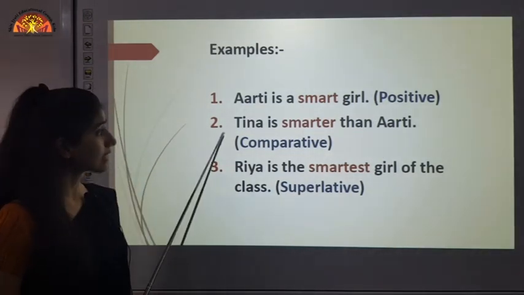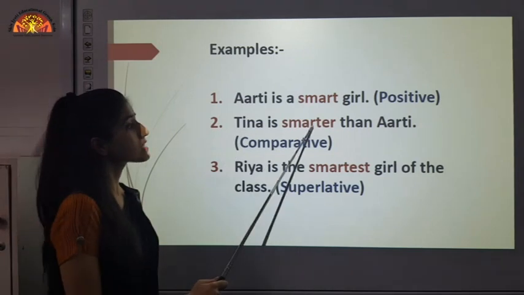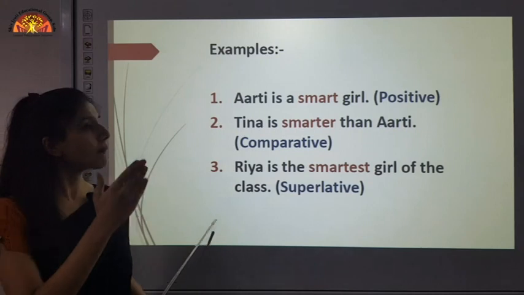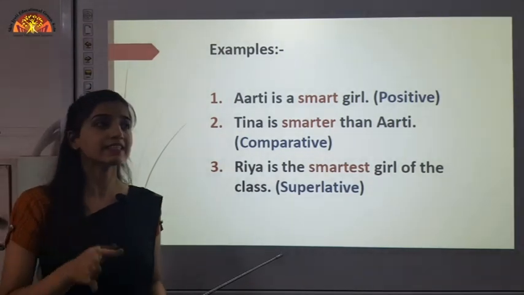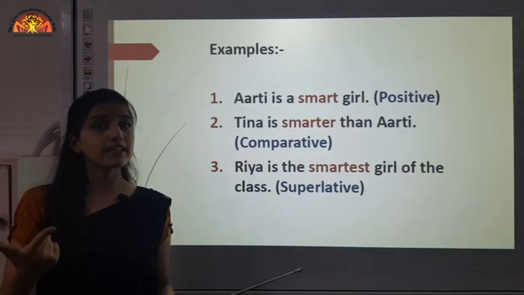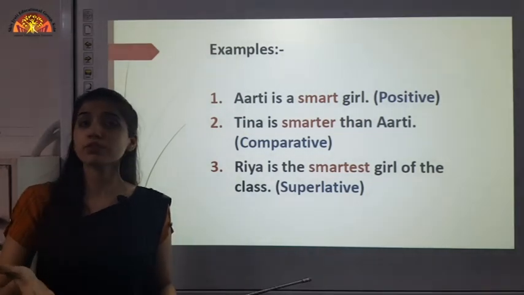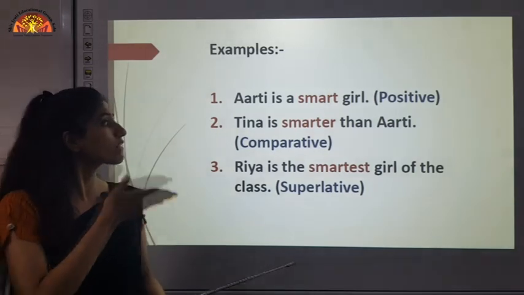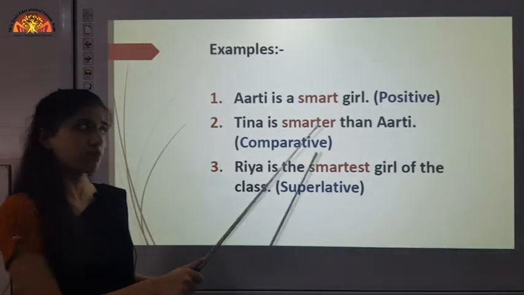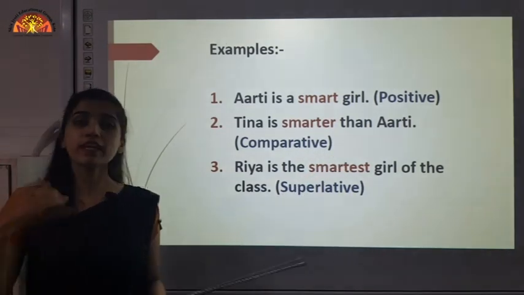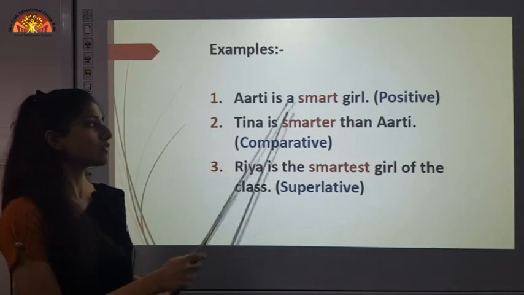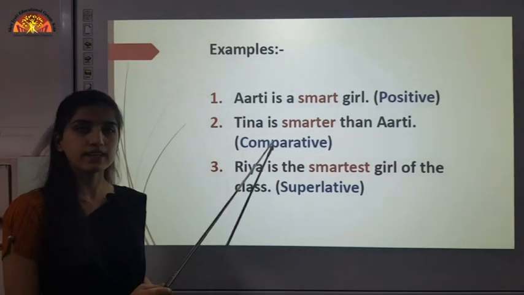But in the second sentence, Tina is smarter than Aarti. Here we are comparing two persons, Tina and Aarti. As I told you, the comparative degree shows the comparison between two things. So, Tina is smarter than Aarti. When we compare two nouns or pronouns, that adjective is the comparative degree.